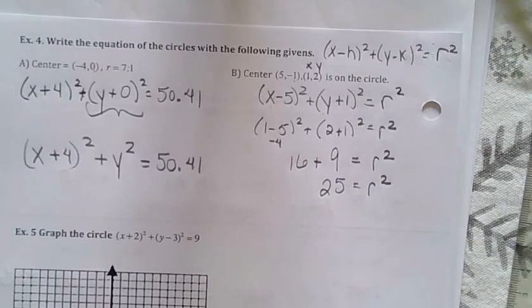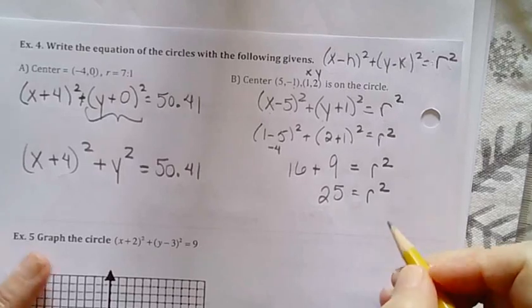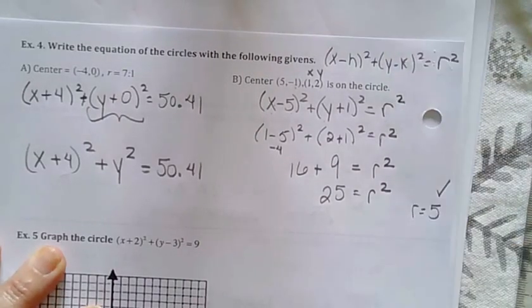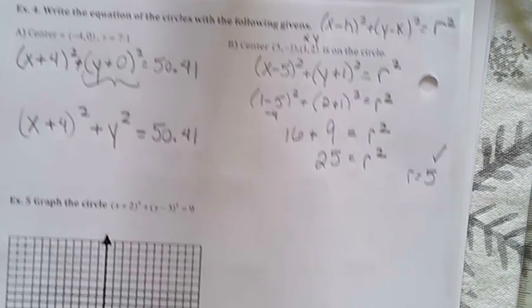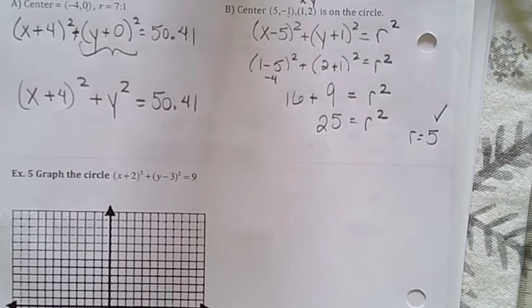So here's what we need to recognize. A lot of us would automatically, or some of us might say, okay, well then that means that r is equal to 5. And yes, that's true. And if they were asking us to find the radius, that would be our answer. But the question says, what's the equation of the circle?